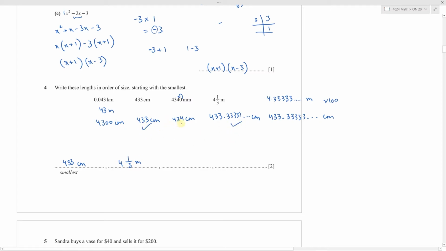And then you have 434 centimeter, which is the next biggest value, which is represented by 4340 millimeters. And then the largest value is this one, which is 4300 centimeters. So this is represented by 0.043 kilometers. So this is how you will arrange them from smallest to largest.